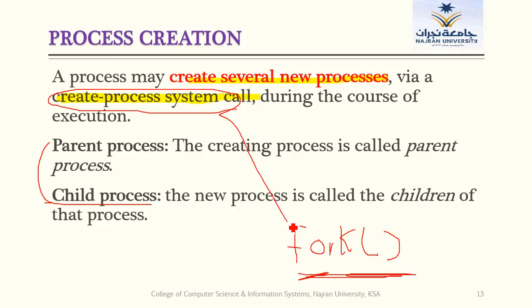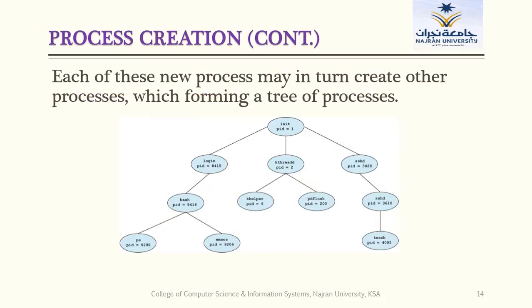That is fork. So process creation is to create a new process, and one process can create many other processes, and these will be called children of that process, and the process that creates a process will be called the parent process. So we have here the concept of parent process and child process. Now if you see this diagram in this slide, each of these new processes may in turn create other processes, forming a tree of processes. So here this is a tree format.